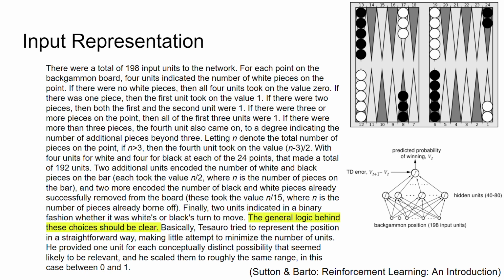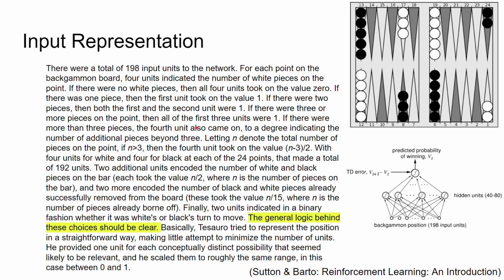So again, the particular way that they did this: for each point in the backgammon board, of which there are 24, I'm going to have 4 input units that indicate the number of white pieces. If there are no white pieces, all those four values are set to 0. If there's 1, set one of them to a 1. If there's 2, set the first 2 to a 1. If there's 3 or more, set the first 3 to a 1.